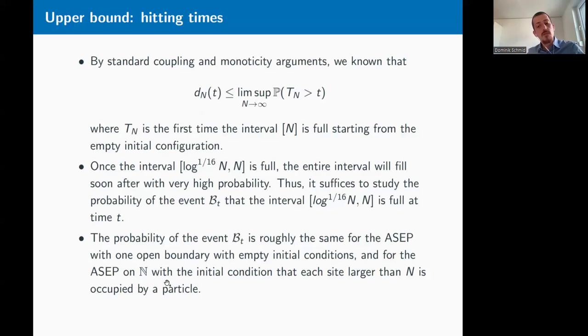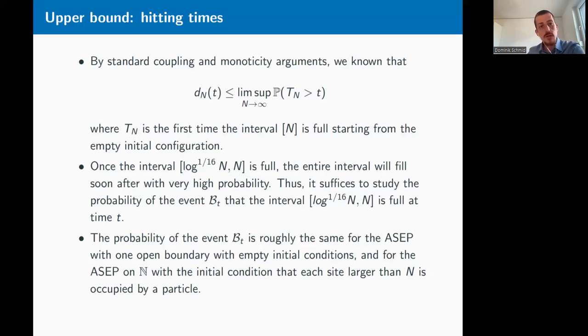But in fact, what we want is to look at this event BT not from empty initial conditions, but on the half line with the initial condition that each site larger than n is initially occupied by a particle. But how do we take a theorem which only works for the case of empty initial conditions for the half line, and make it into a theorem working also for a non-trivial initial condition?